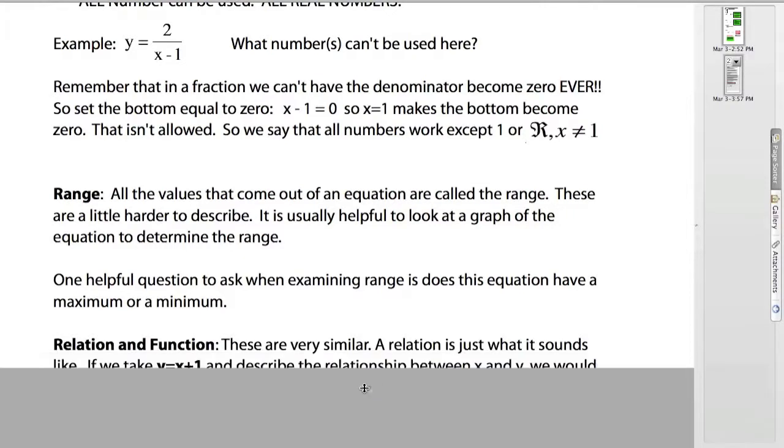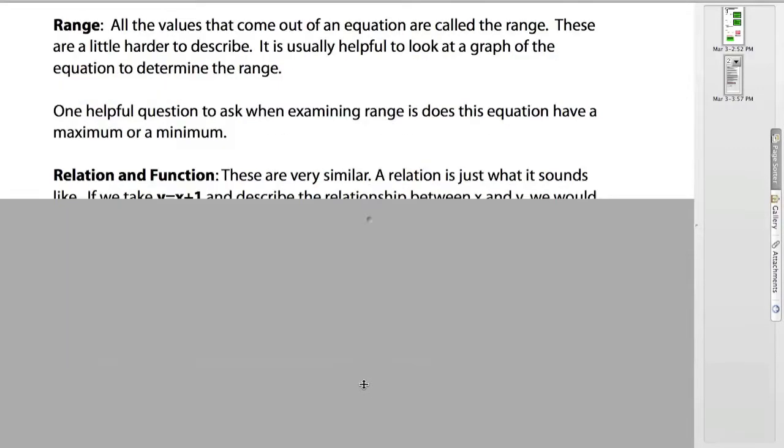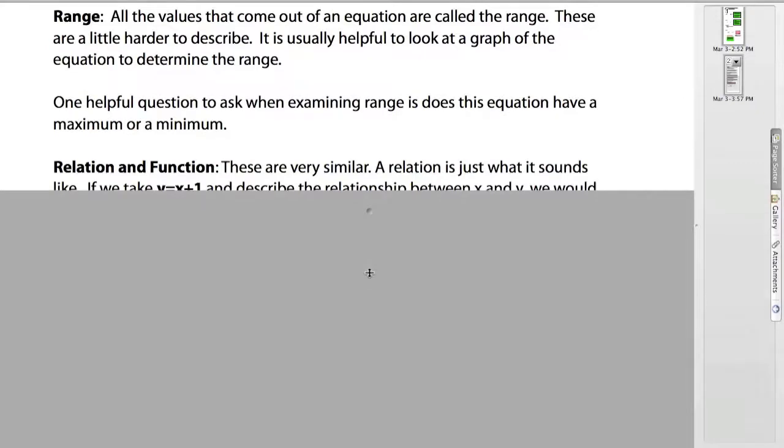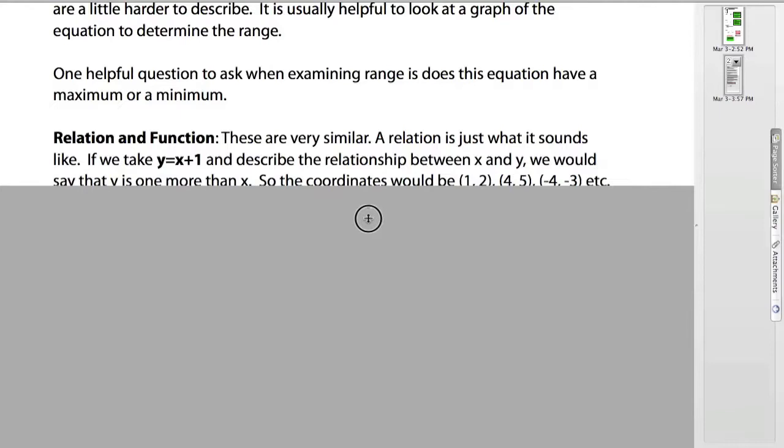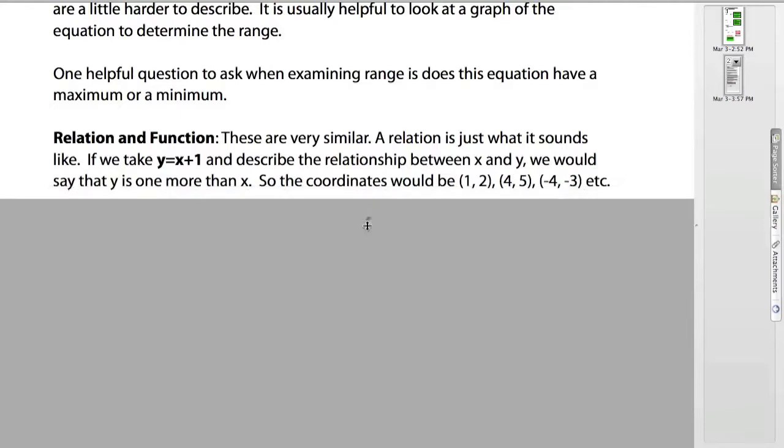Let's talk about functions and relations. A relation is really just what it sounds like. It's describing a relationship that exists between variables. And the variables we're using are x and y. Look at the one we have here in bold. It says y equals x plus 1.